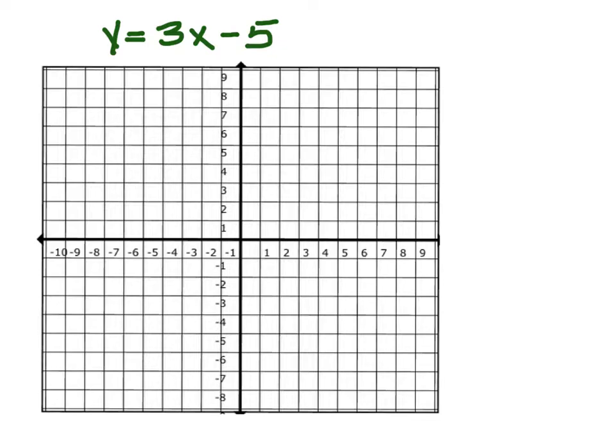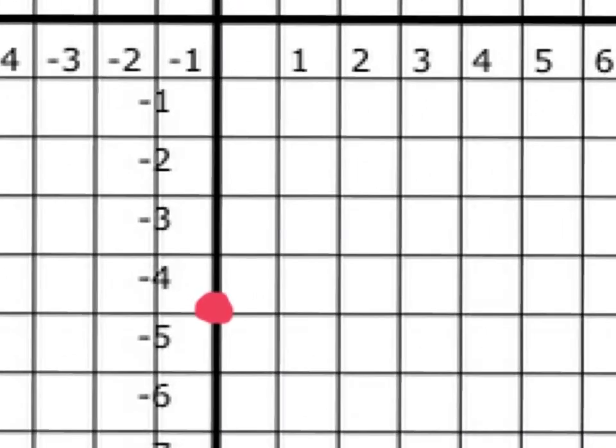-5 where? On the y-axis. Yeah, it's -5 down. So we're at -5, and then what do I do? 3 over 1. 3 over 1 is indeed the slope. So what does that tell me to do? Go up 3 over 1. Up 3 and over 1. So I'm going to go up 3 and then over 1, make a dot.